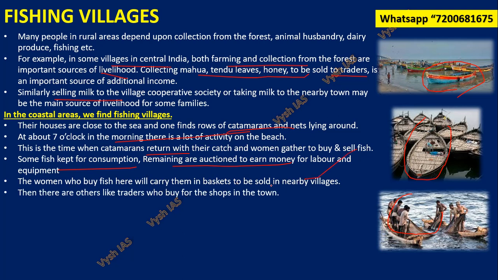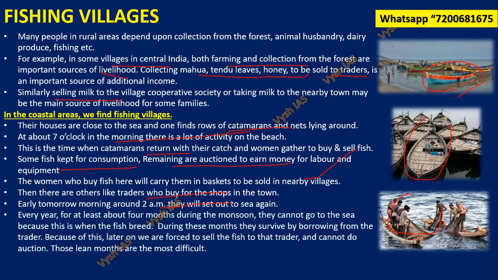So they consume also, they auction also, they sell it themselves also. So there are many ways to earn money out of it. Then there are other traders who buy for their shops in the town. Early morning around 2 a.m. they will again go to the sea next day. So this is a daily thing, unless there is any climatic problems that they cannot go to the sea.